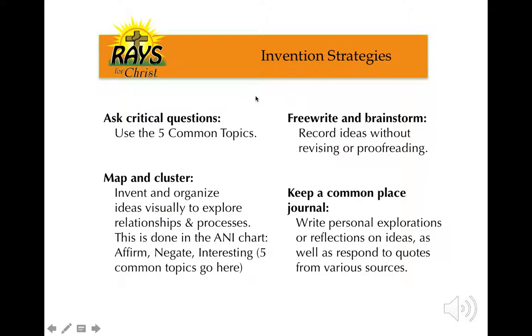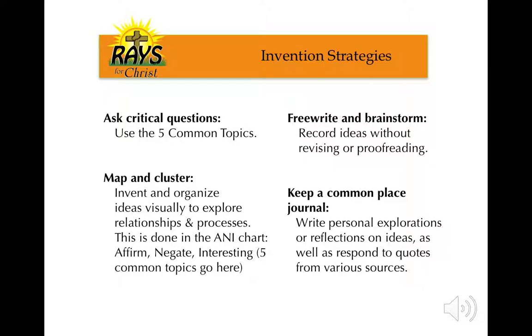Looking at invention strategies, there are 4 main things that you can do, and I want you to really take some notes on this. First, as with anything, you need to ask questions, and critical questions in terms of our writing for our particular scenario. You really need to ask some critical questions about this piece of literature. But again, it can go into any area. And that's where the 5 common topics come into play. So, first and foremost, you start asking questions.